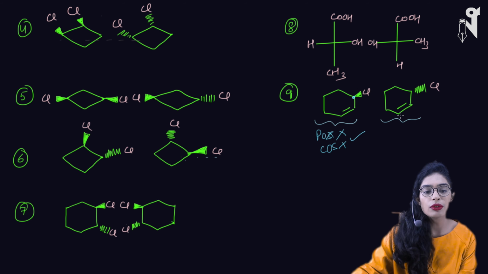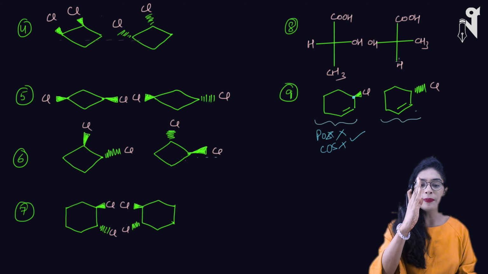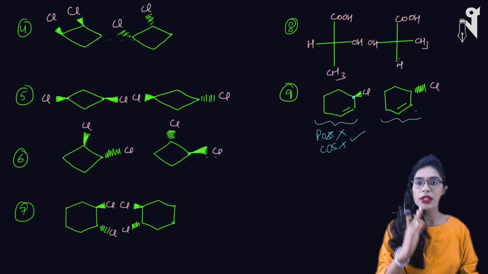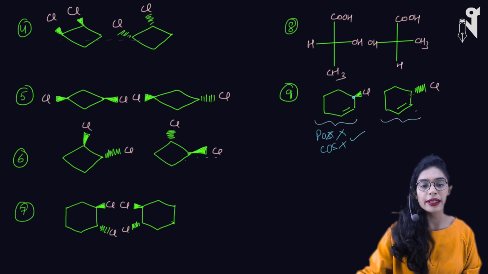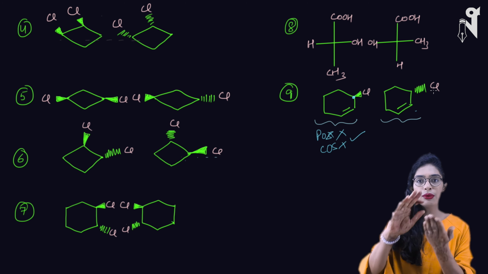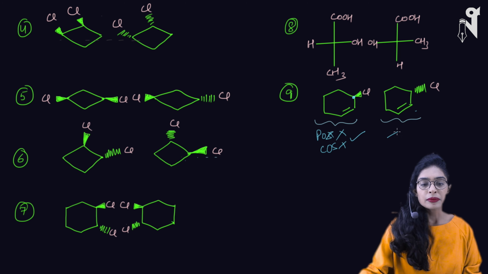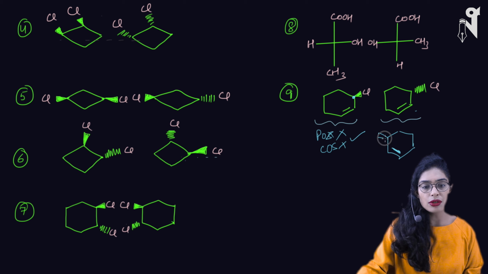Now look at this molecule, first molecule and the second molecule. In the first molecule, chlorine is above the plane, towards the viewer. And then you talk about the chlorine in the second case, it is away from the viewer. Now if you flip the molecule, what will happen? This molecule, if you flip it 180 degrees, this will become this. Just try to imagine what I'm trying to tell you.